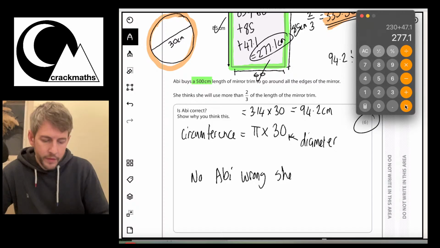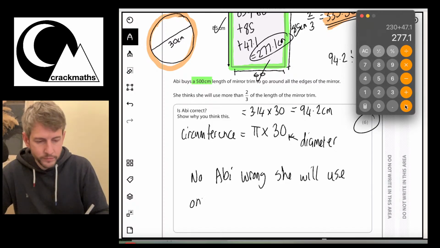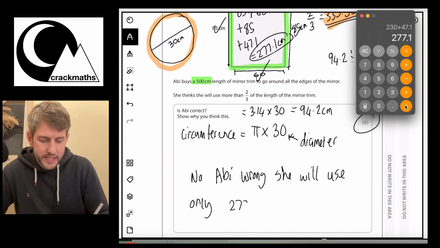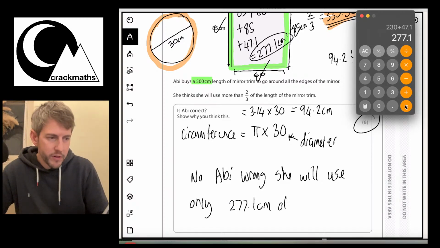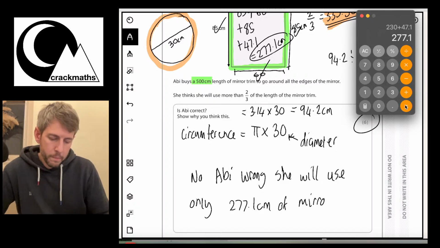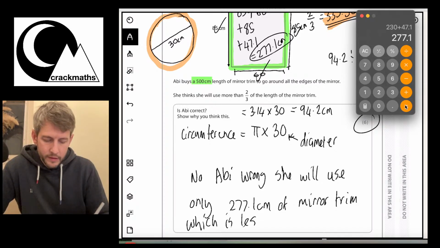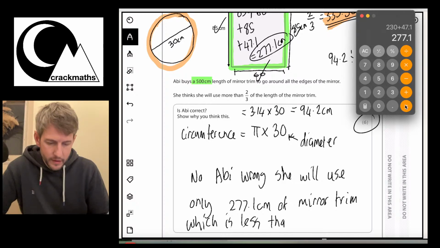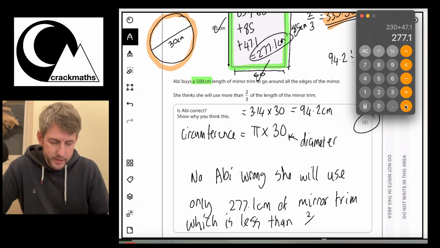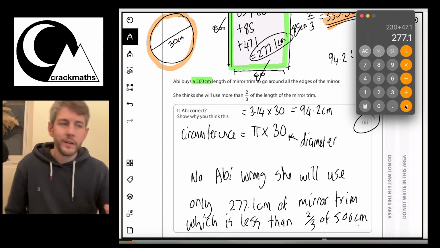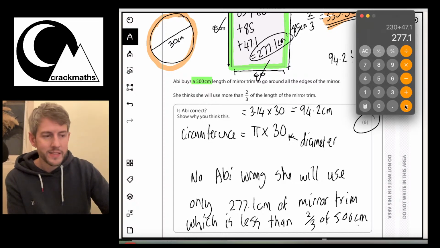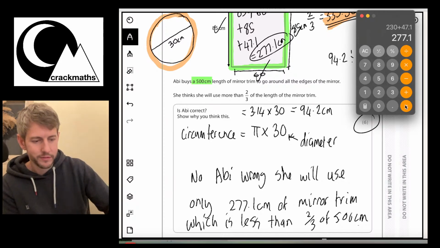She will use only 277.1 centimetres of mirror trim, which is less than 2/3 of 500. Okay, great. Right, let's have a look at the next question.